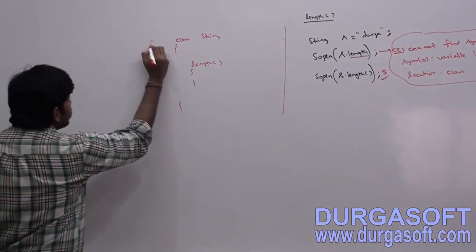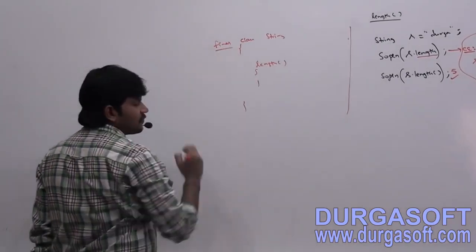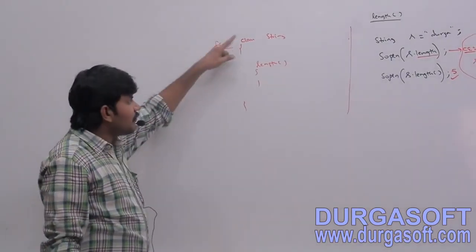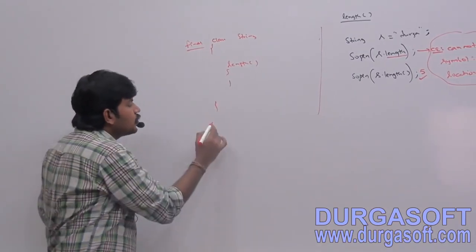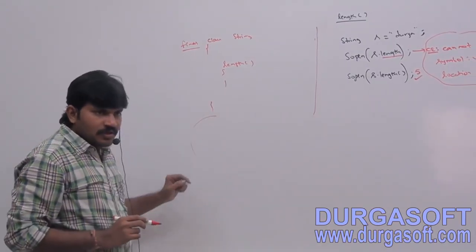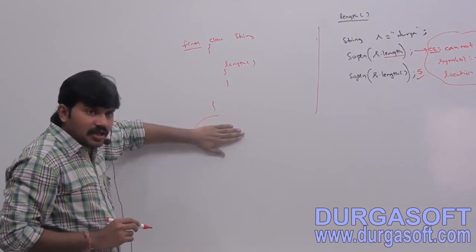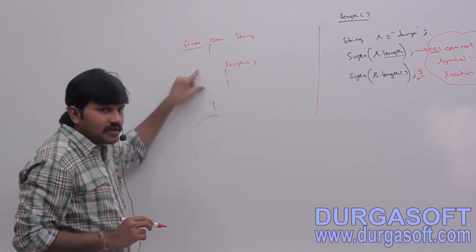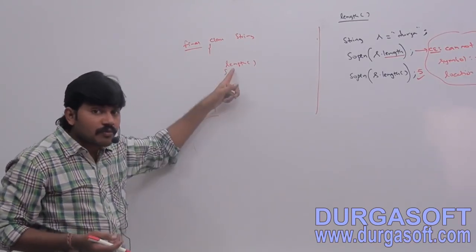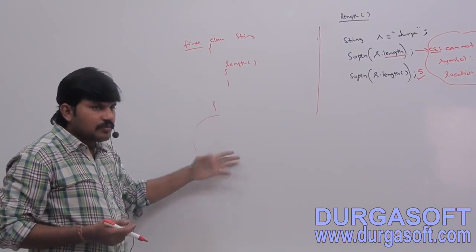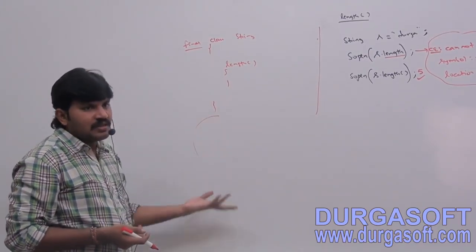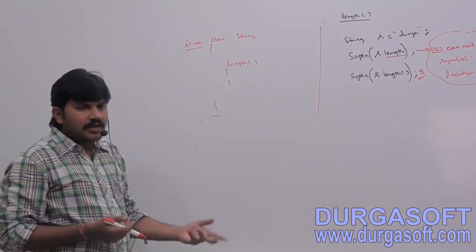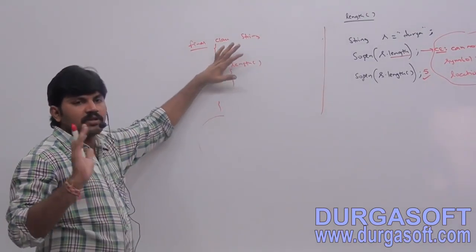Sir, String class is final. If it is final, is it possible to create a child? No. If it is not possible to create a child, is it possible to override this method? No, because where can we override? In the child class. But it is not possible to create the child, so where is the question of overriding? That's why this method is final by default.